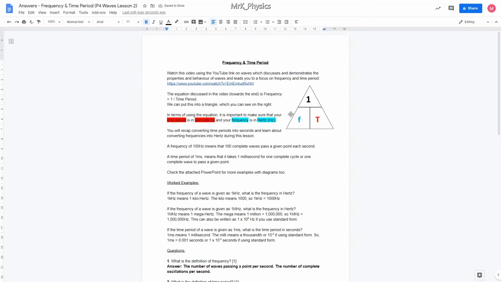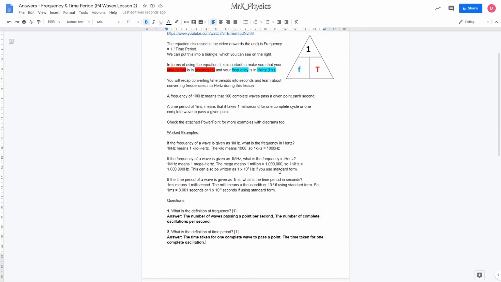And it's really useful to then use this equation, or this equation triangle, whichever way you prefer. We can say frequency is 1 divided by time period, and as we saw within the animation, they are linked, they are related. We could see that live within the wave animation.